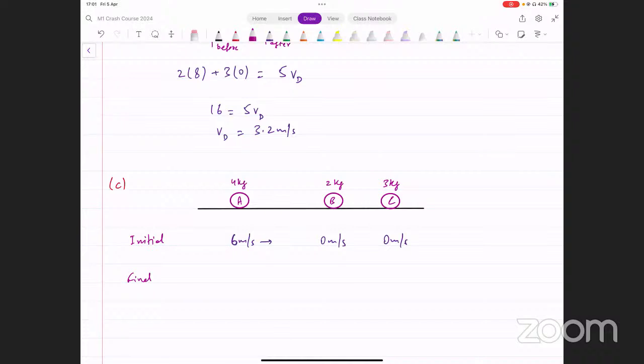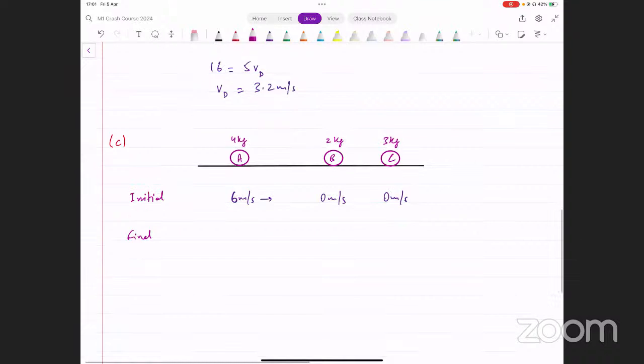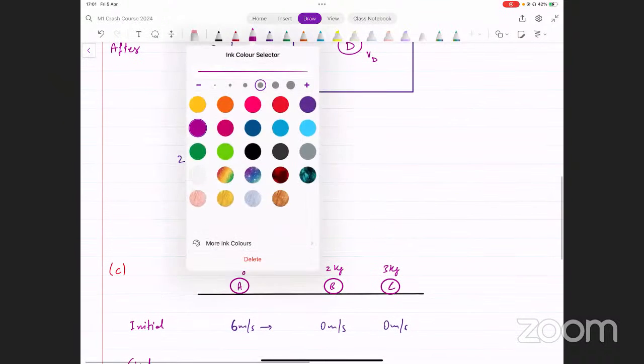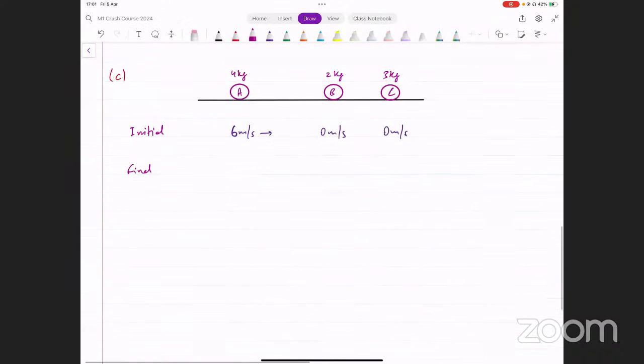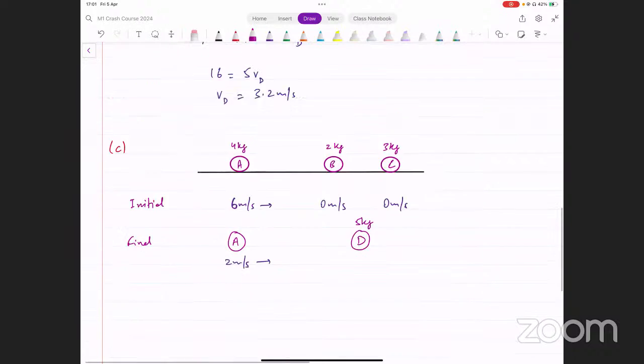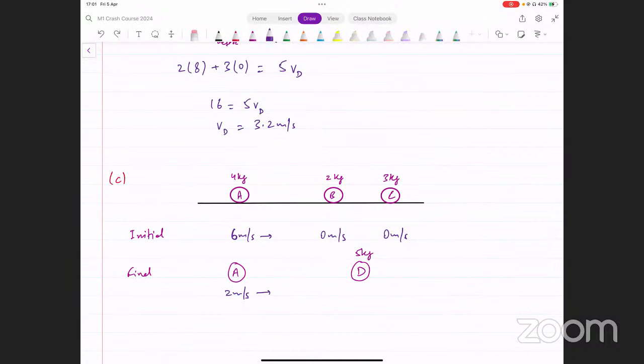Now, what happens at the very end? When both the collisions have happened, what happens after? At the end, A was moving to the right at 2 meters per second. B and C have merged to form a single object, D, which has a mass of 5 kilograms. D is moving to the right at 3.2 meters per second. This is the state at the end.